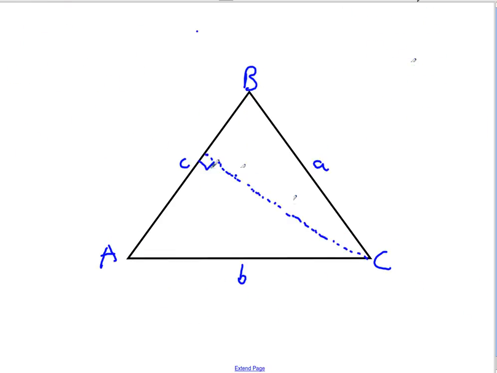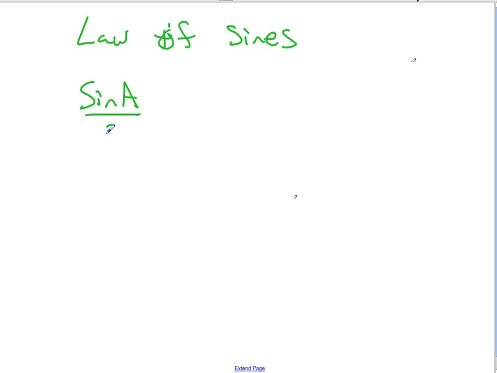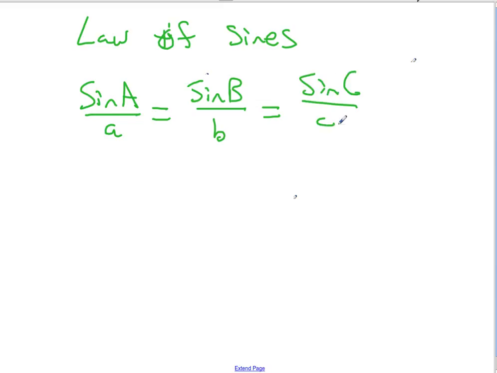I could take the exact same triangle, I could draw in the altitude or the height from angle C now, and I could do the same thing with angle B and angle A. So what you need to do is write down in your notes the law of sines. And the law of sines says the sine of angle A in a triangle over the length of side A equals the sine of angle B over side B equals the sine of angle C over side C. So make sure you get that formula written down.